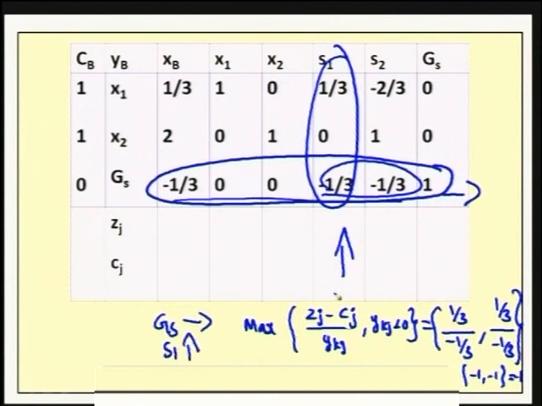So, our next step is to convert this pivot element, minus 1 by 3, to 1 and the remaining elements in that column to 0.